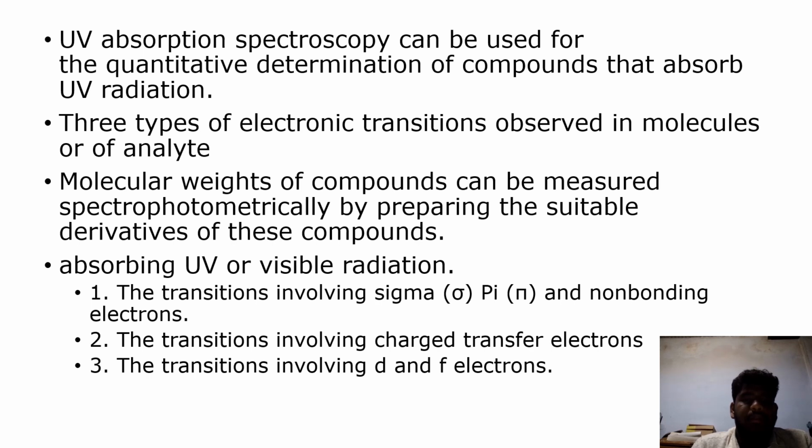UV absorption spectroscopy can be used for the quantitative determination of compounds that absorb UV radiation. There are three types of electronic transitions observed in molecules. Molecular weights of compounds can be measured spectrophotometrically by preparing suitable derivatives of these compounds that absorb UV or visible radiation. First point, the transitions involve sigma, pi or non-bonding electrons. Second point, the transitions involve charge transfer electrons. Third point, the transitions involve d and f electrons.